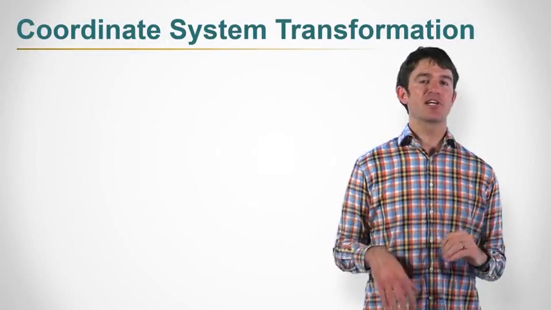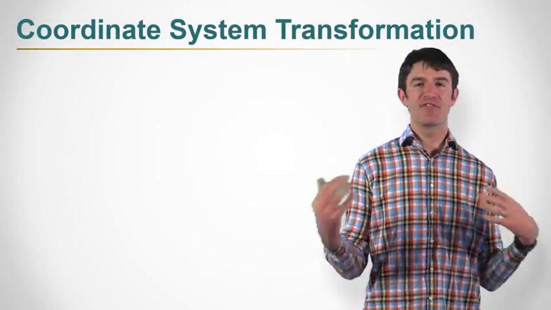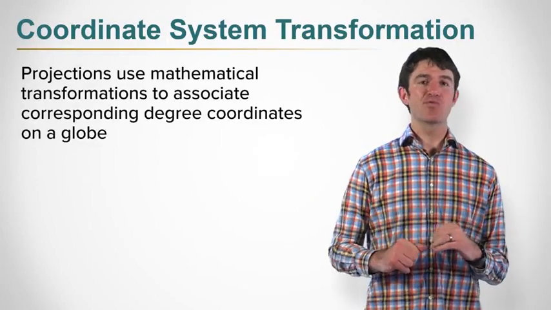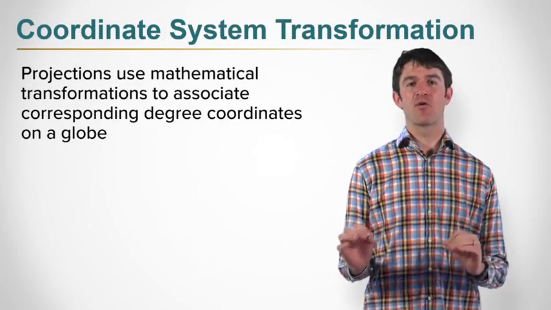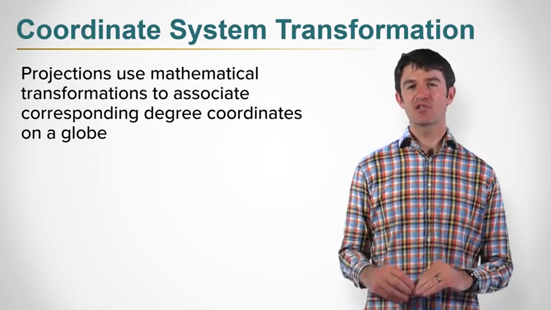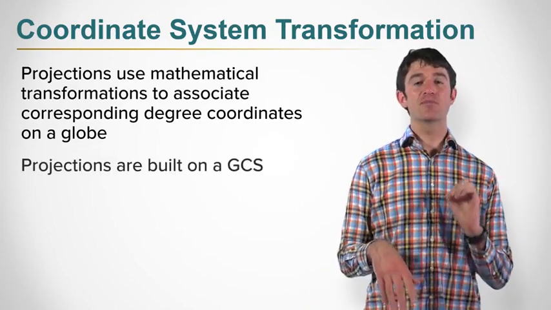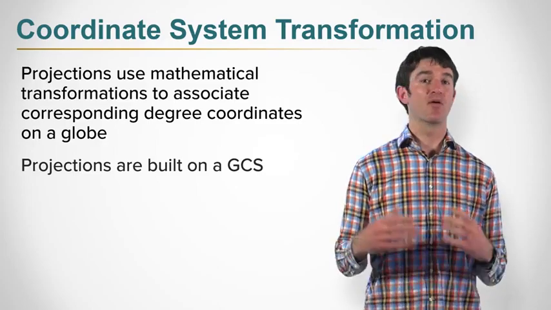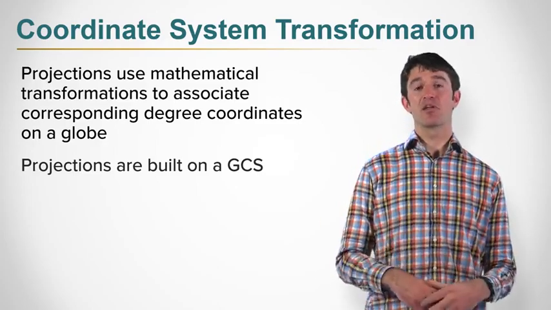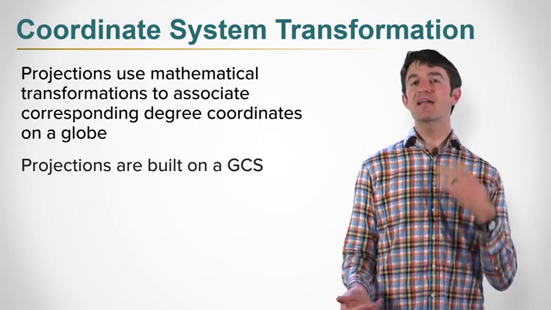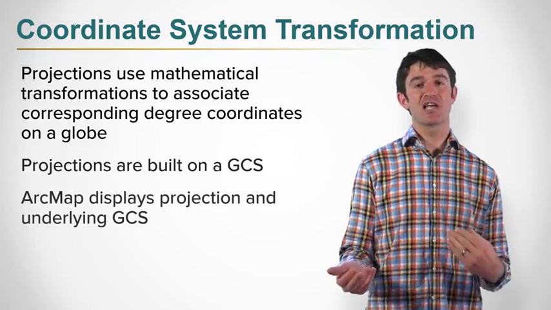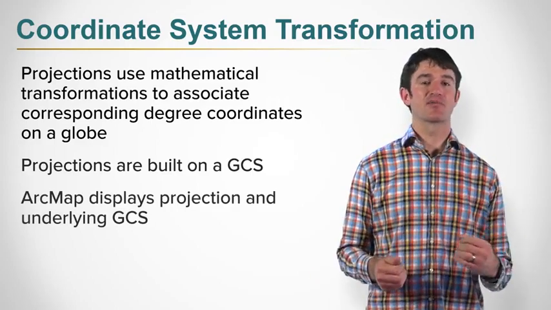Projections take the coordinates of the projected coordinate system, often in meters, feet, etc., and assign or map each one to the corresponding decimal degree coordinates on a globe through the use of mathematical transformations. For this reason, projections are always built on a geographic coordinate system, or GCS, so data stored in a projected coordinate system has both the projected coordinate system and an underlying geographic coordinate system. ArcMap will show you the GCS when you look at the projected coordinate system as well.